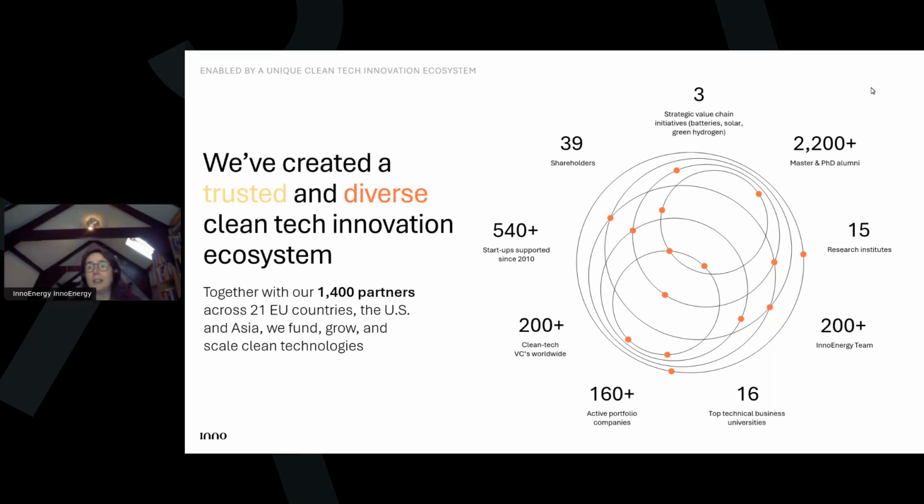And you see that our ecosystem consists of students and alumni, companies that we're supporting. We have shareholders, a lot of whom are the universities that you may study in when you join one of our programs. We also have set up several strategic value chains on batteries, solar, green hydrogen, and we continue to build and develop further this ecosystem, and you as students and alumni are going to be part of it.